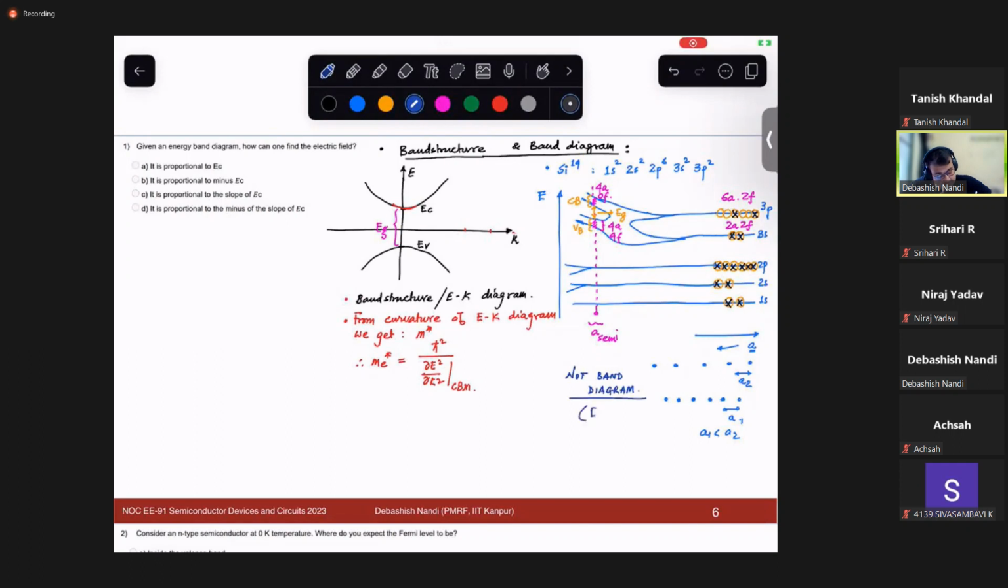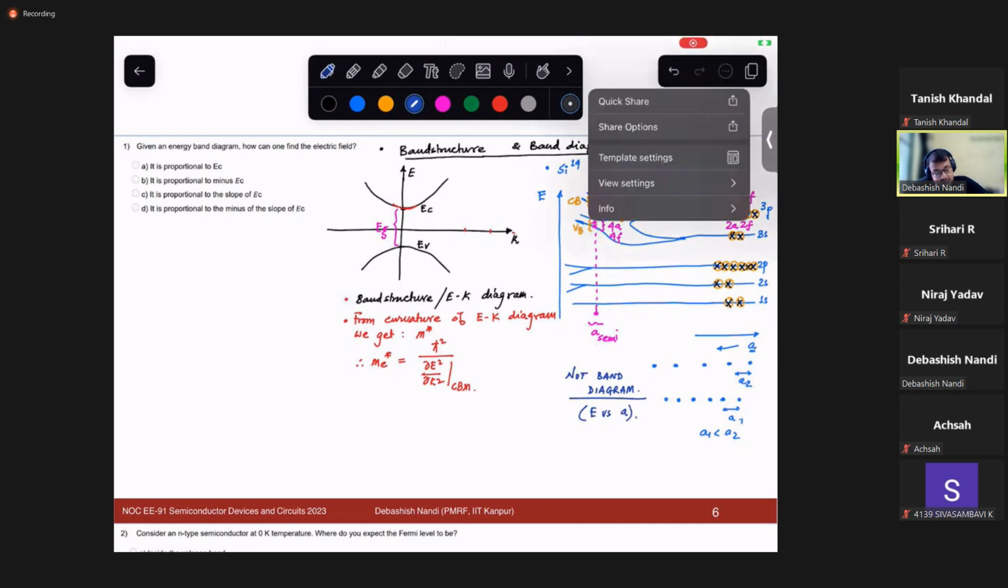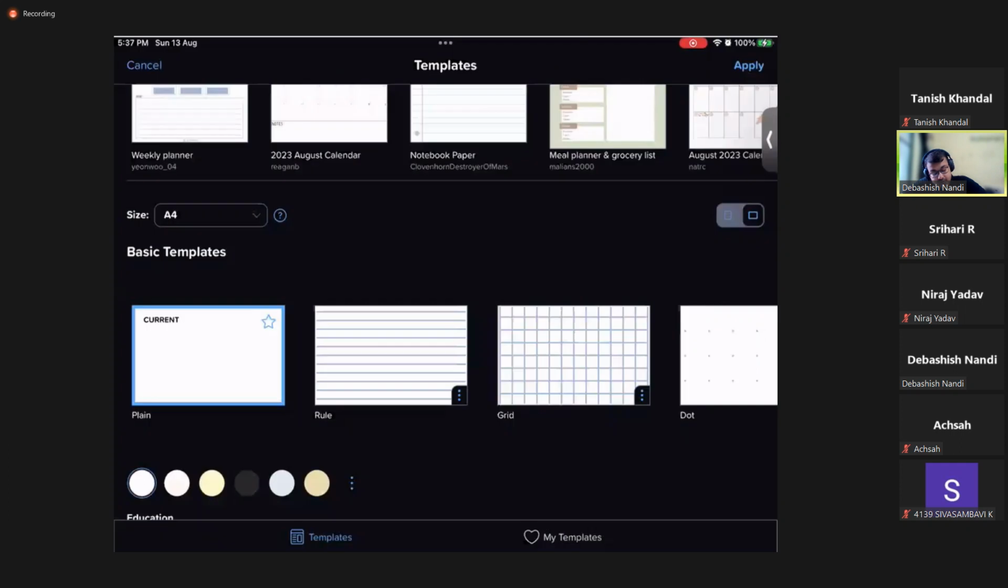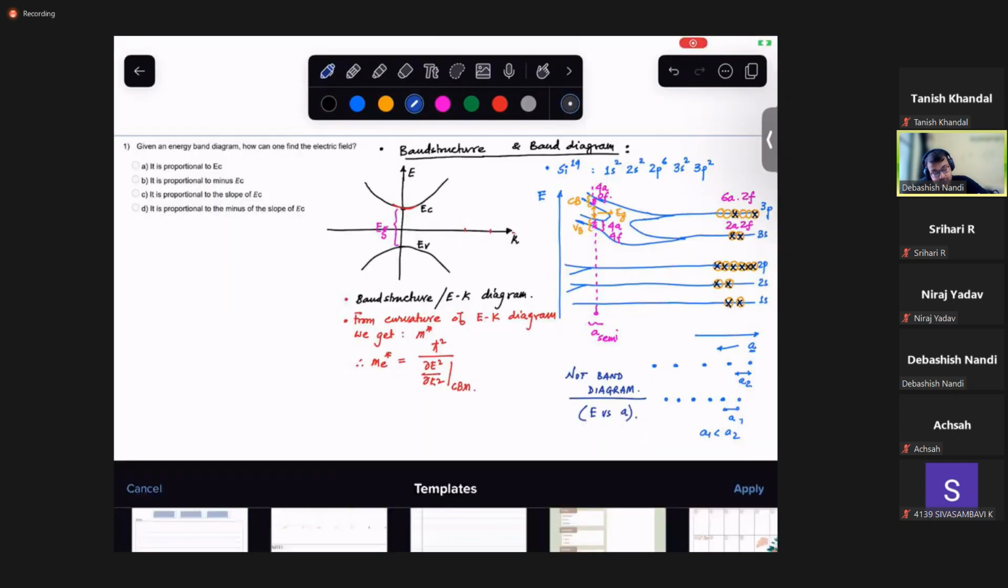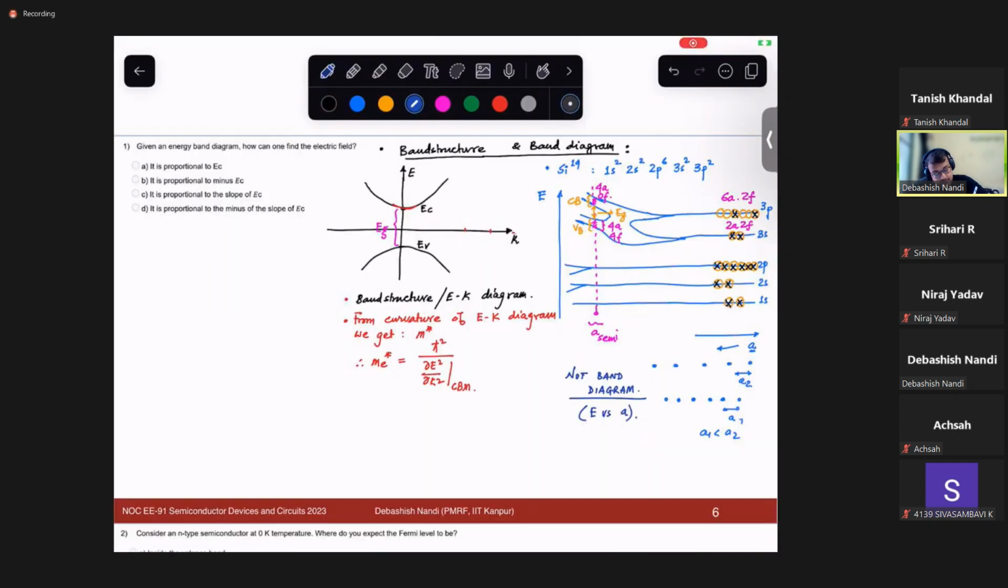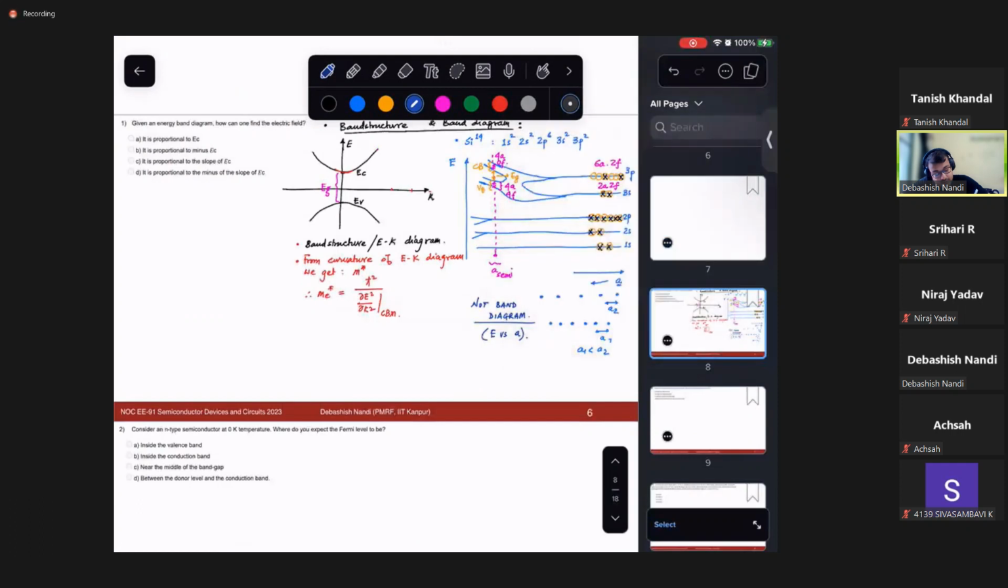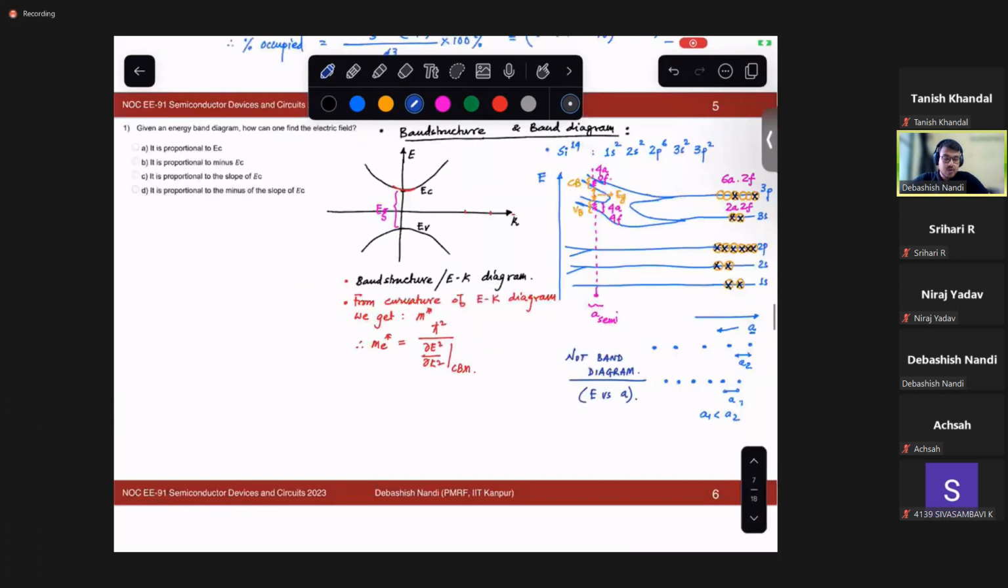This is your E versus lattice constant diagram. So remember these things, that whenever we are discussing semiconductor physics, we see two to three types of energy diagrams.